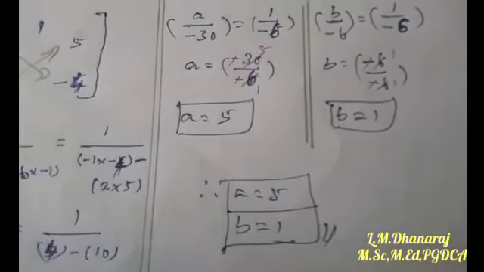Now we equate a/-30 with 1/-6 and b/-6 with 1/-6. So a = -30/-6, and the result is a = 5. Similarly, b = -6/-6, and the result is 1. So a = 5 and b = 1.